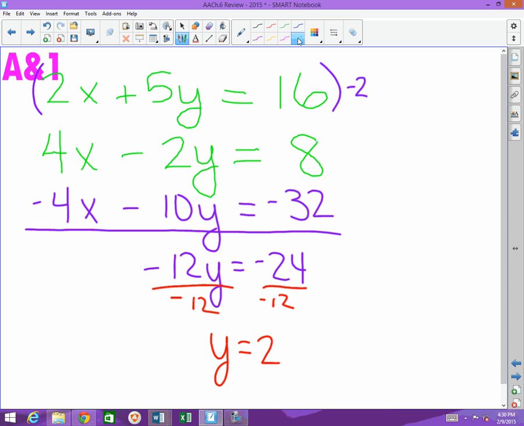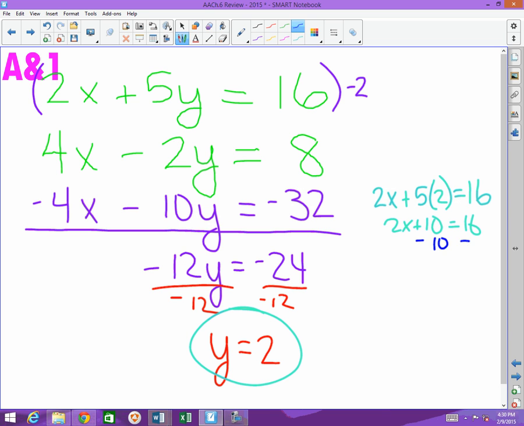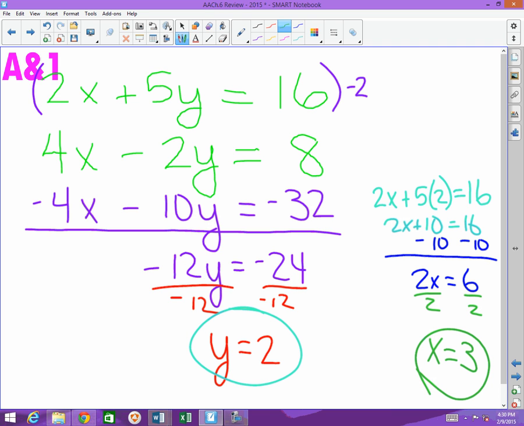Once you have y equaling 2, we can substitute that into any one of the equations we have previously to find x, and we are going to choose the 2x equation. 2x plus 5 times 2 equals 16. And then we would multiply 5 and 2 to get 10. So 2x plus 10 equals 16. Subtract 10, and 2x is going to equal 6. Divide by 2, and x will equal 3. So our solution is x equals 3 and y equals 2.